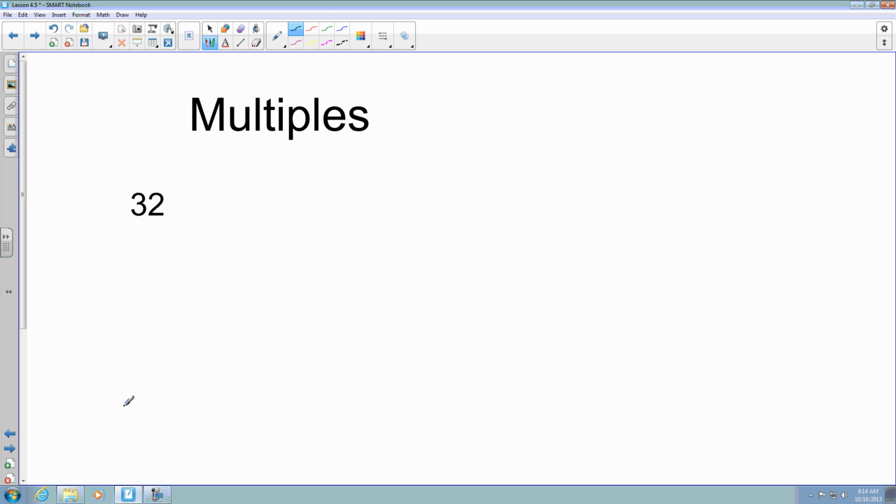Last thing is the multiples of 32. If you multiply 32 by 1, you get 32. If you multiply 32 by 2, you get 64. 32 by 3, you get 96. 32 multiplied by 4, you get 128. 32 multiplied by 5, you get 160. And so on and so forth. So that's what it means for multiples of a value.